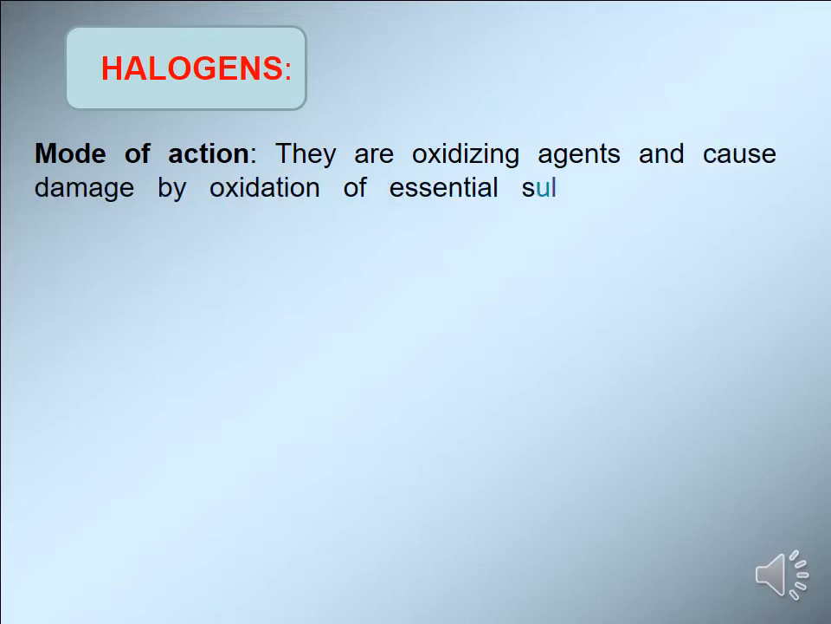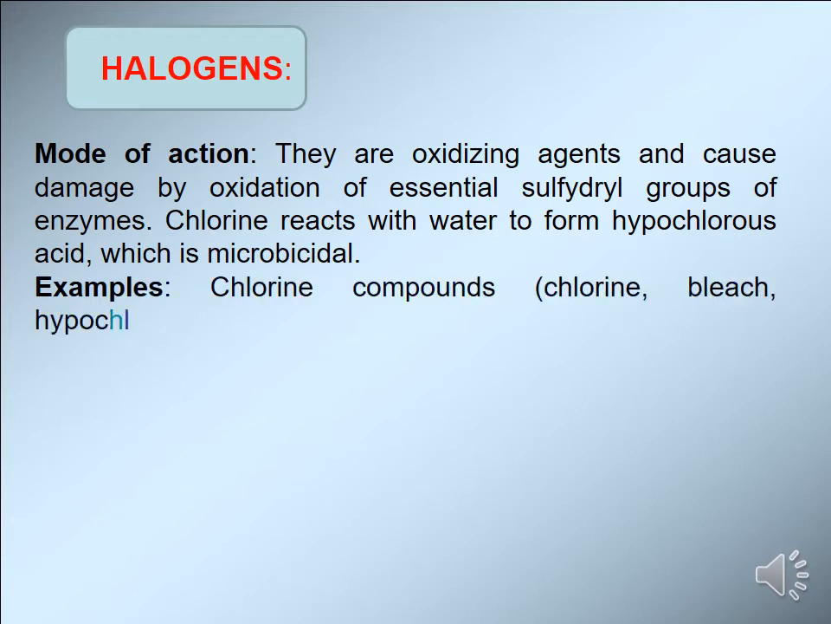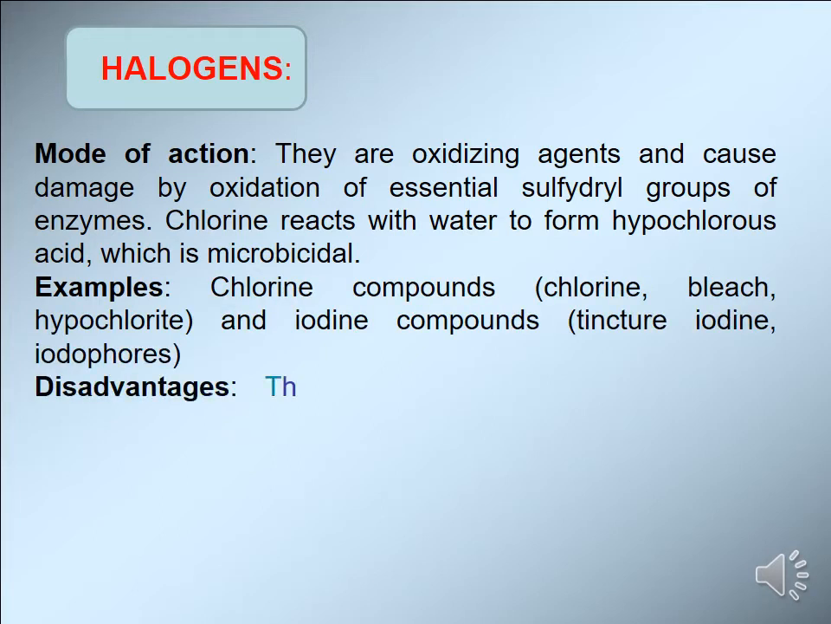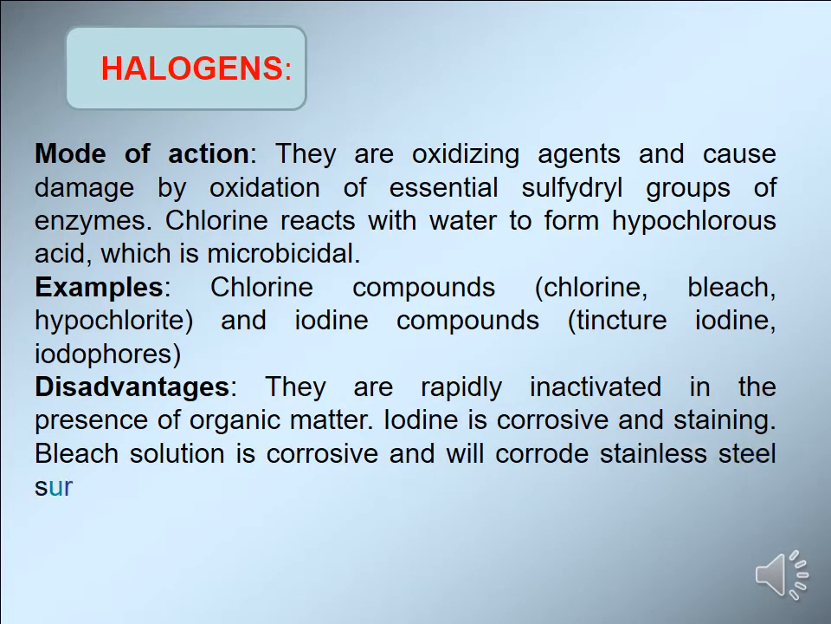Other disinfectants are halogens. Mode of action: they are oxidizing agents and cause damage by oxidation of essential sulfhydryl groups of the enzyme. Chlorine reacts with water to form hypochlorous acid, which is microbicidal. Examples: chlorine compounds, chlorine bleach, hypochlorites, and iodine compounds, tincture of iodine, and iodophors. Disadvantage: they are rapidly inactivated in the presence of organic matter. Iodine is corrosive and staining. Bleach solution is corrosive and will corrode stainless steel surfaces.